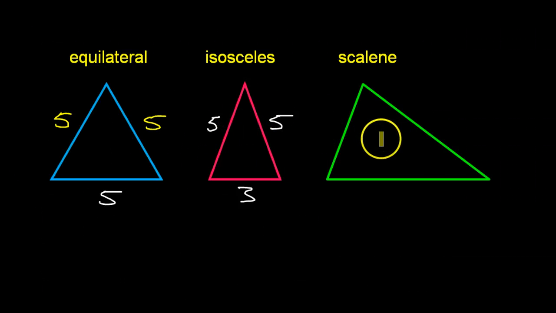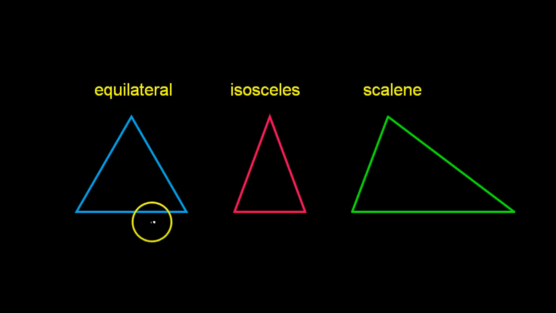A scalene triangle has no sides that are the same. So for example, if this side were length 5 and this was 6 and this was 7, that would make this a scalene triangle with no sides the same.